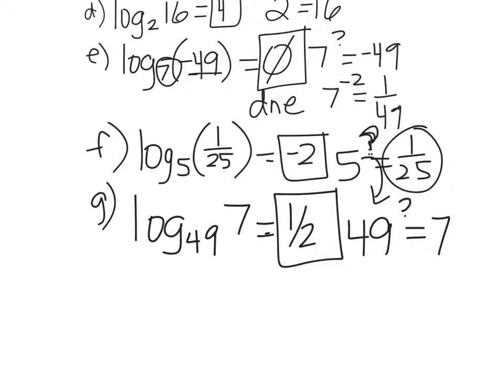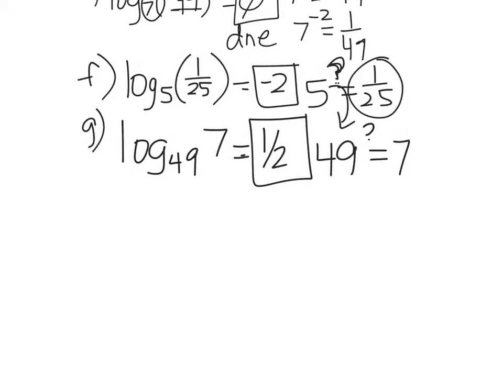49 to the 1/2 is the same thing as the square root of 49, which is 7. I got it right. I feel smart.